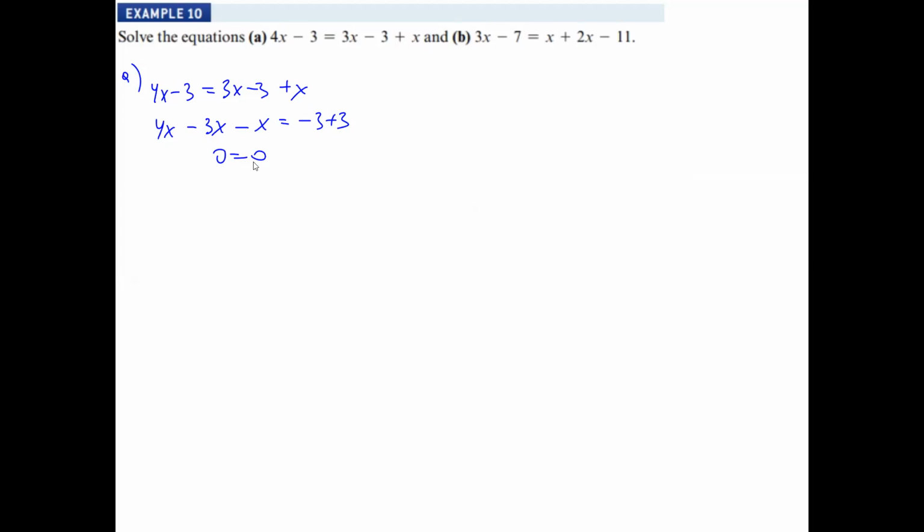That's an example of an identity. If the result is true, I have an identity. So the solution for this equation is the entire real set.